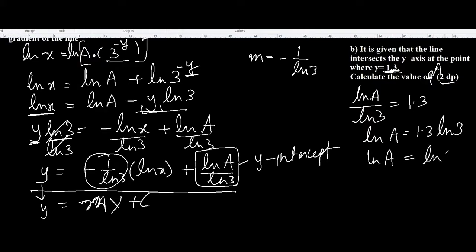and let's make it ln A equal to ln 3 to the power 1.3 and let's convert it to A's. Separate A and get rid of lns. It becomes e to the power ln 3 to the power 1.3. Whenever we have e to the power ln, they cancel out. Answer is 3 to the power 1.3, which will be 4.17 to 2 decimal places.